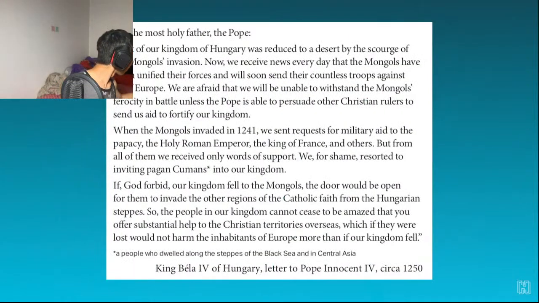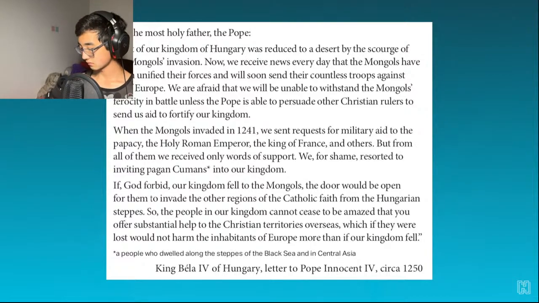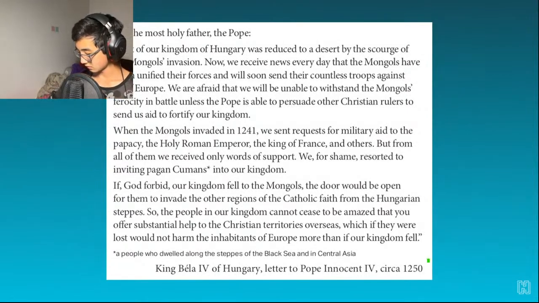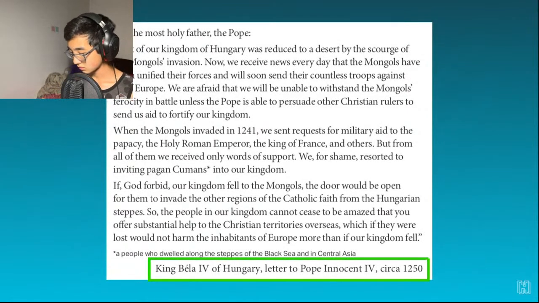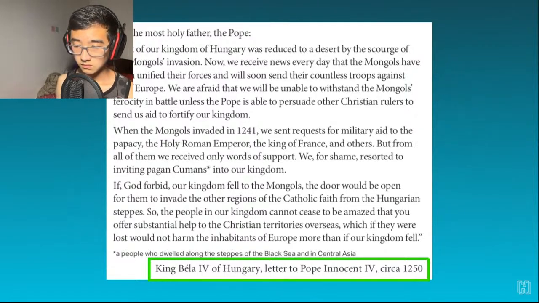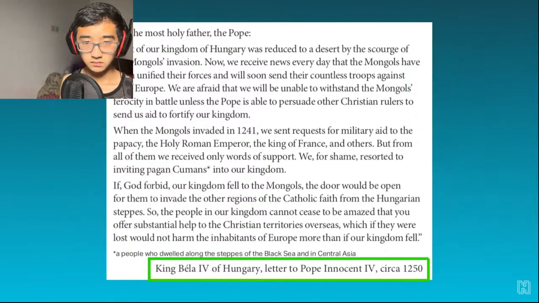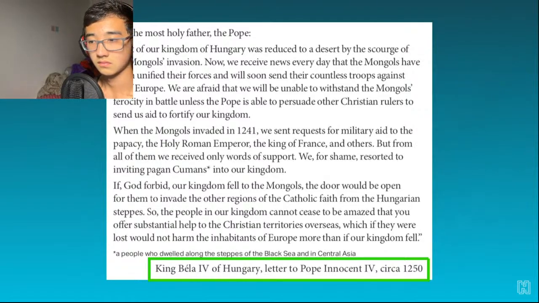Okay, here's the stimulus, and your first instinct is going to be to start reading right there at the top, to the Most Holy Father. But stop. What you need to do first is actually to look at the source. Where is this coming from? And that's going to give you some information about how to interpret it. So this is coming from King Bela IV of Hungary, a letter to Pope Innocent IV, circa 1250.